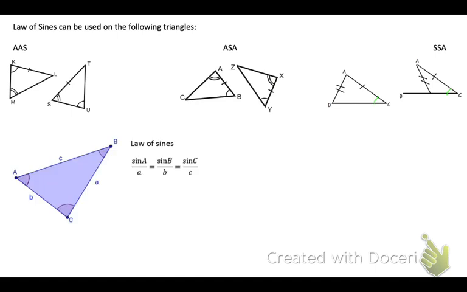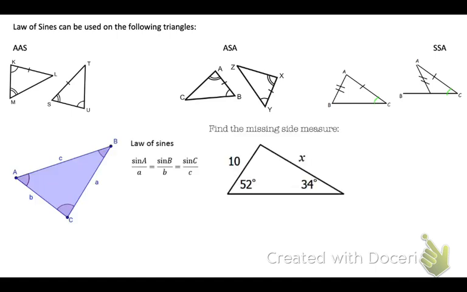So let's use the law of sines here and find missing side measures. If we have this triangle right here, anytime you're given two angles, always solve for that missing angle, even if you're not going to use it. So I could do 180 minus 52 minus 34, and I get 94 for that missing angle measure. Then I can set up a law of sines. So I have sine of 34 over 10 equals sine of 52 over x. And then I can solve this. It's basically solving a proportion. We can just cross multiply.